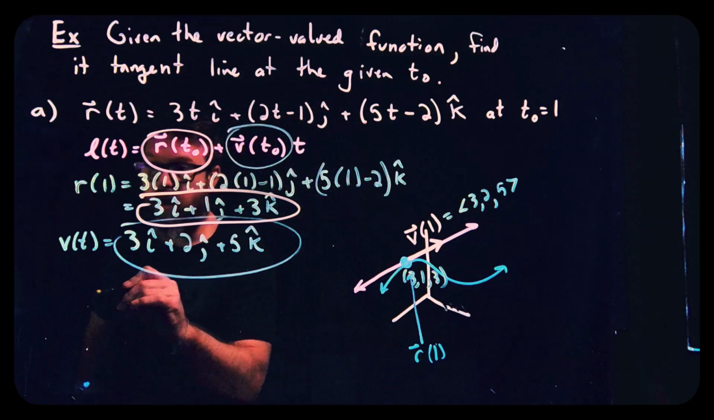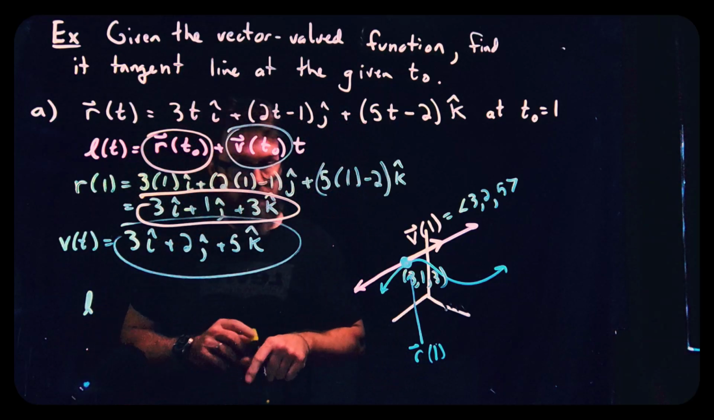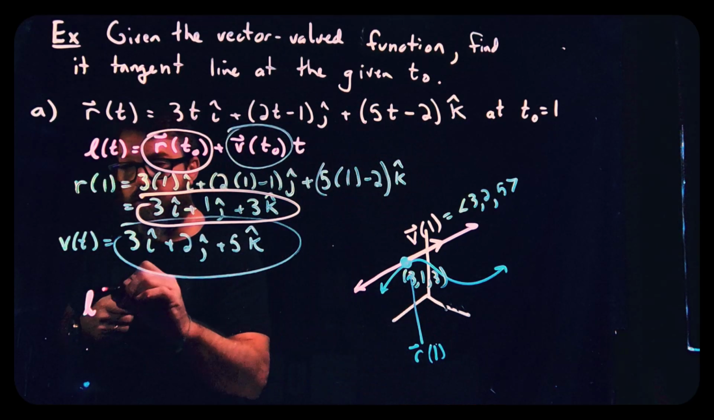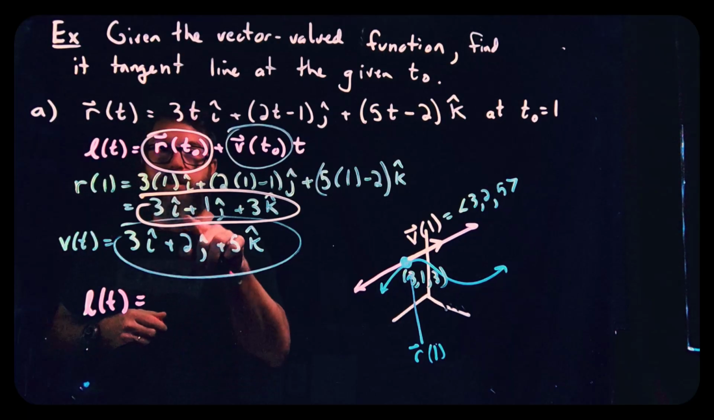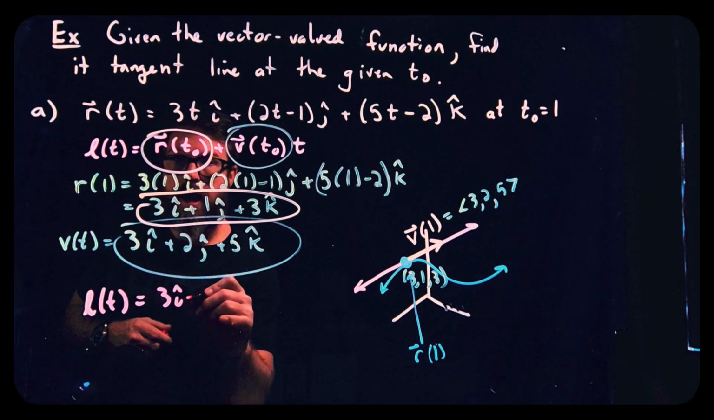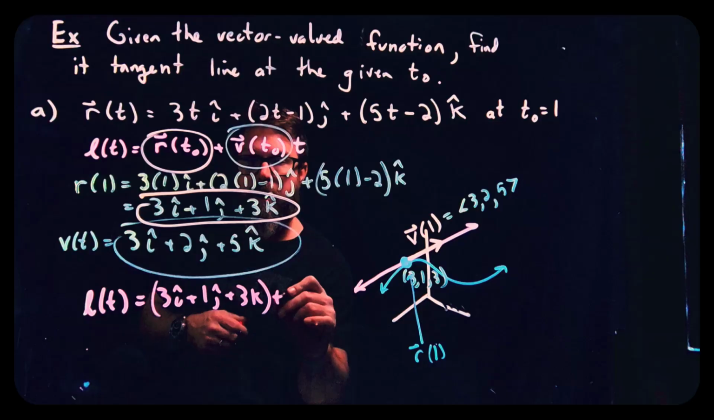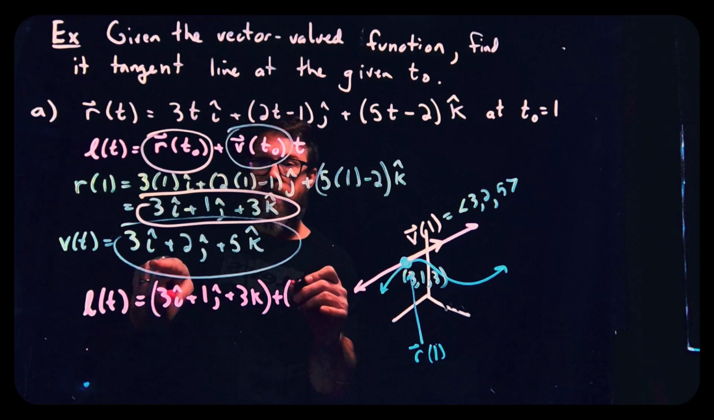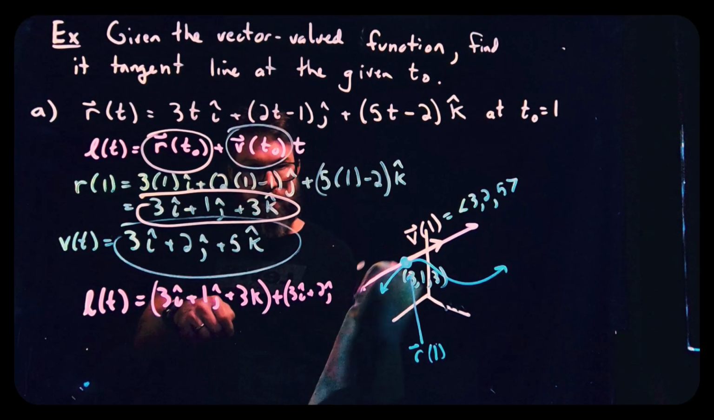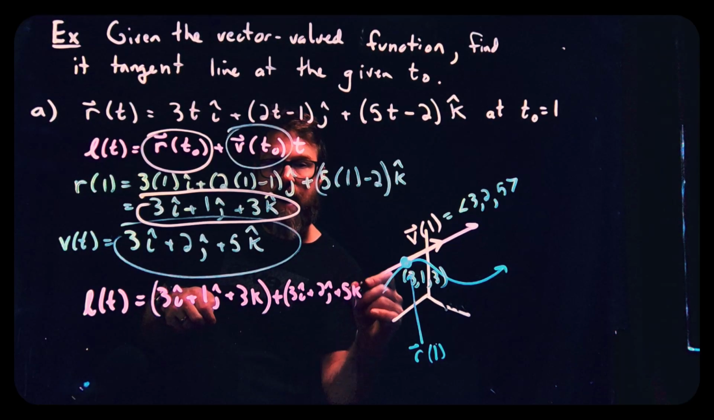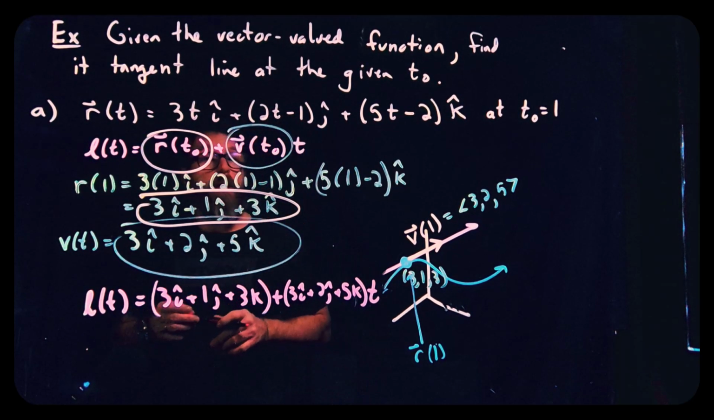So finally, with L of t, let's do it pink. L of t is going to be this first vector, we can say 3i plus 1j plus 3k. And then we're going to have to add it to this velocity vector, which is going to be 3i plus 2j plus 5k. And this is all times our parameter t.